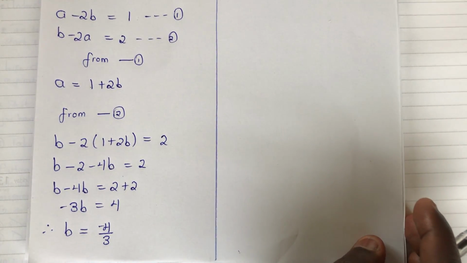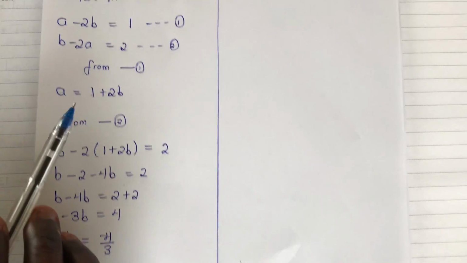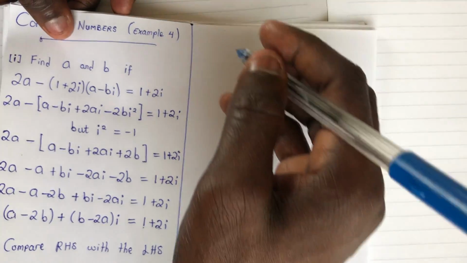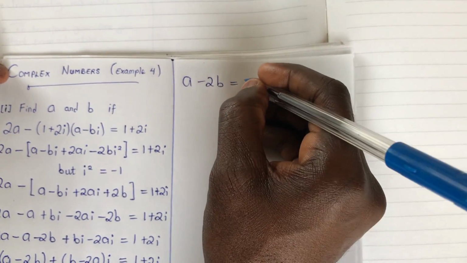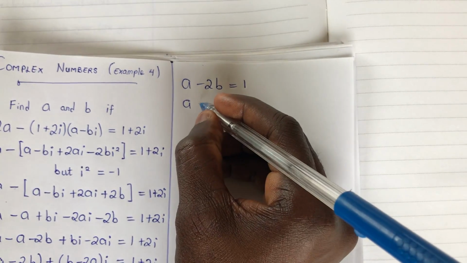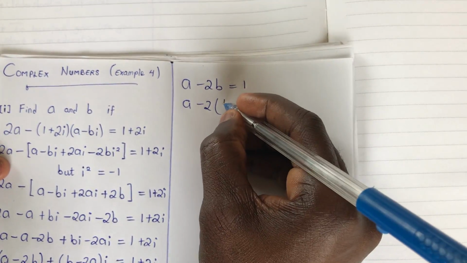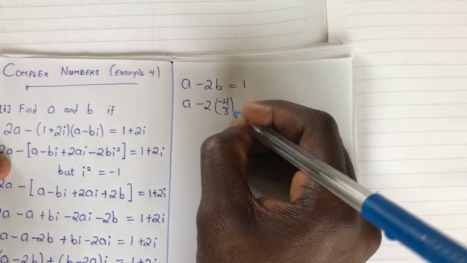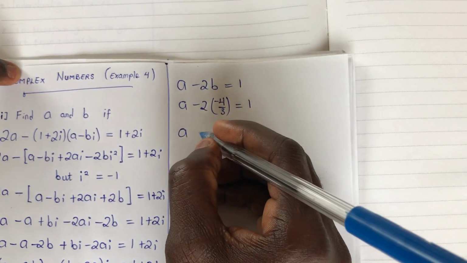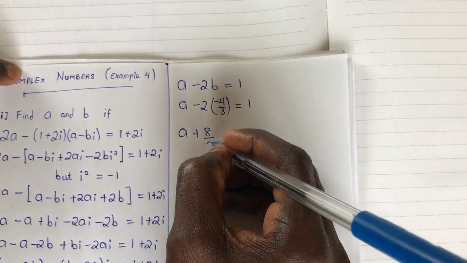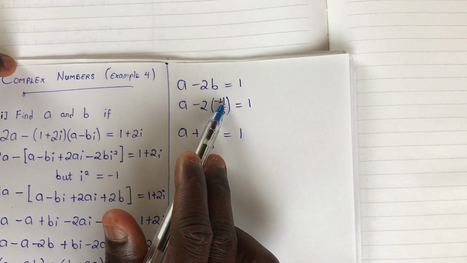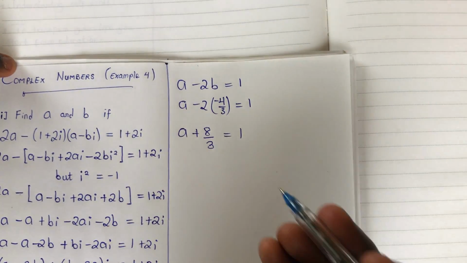We can also substitute the value of b into any of the original equations to find the value of a. So let's pick equation 1: a minus 2b is giving us 1. We got b to be minus 4 over 3, so we have a minus 2 into negative 4 over 3 giving us 1. So then we have a plus 8 over 3 giving us 1. Don't forget that this 2 is over 1, so when you multiply, it is numerator times numerator, and 1 times 3 giving you 3.